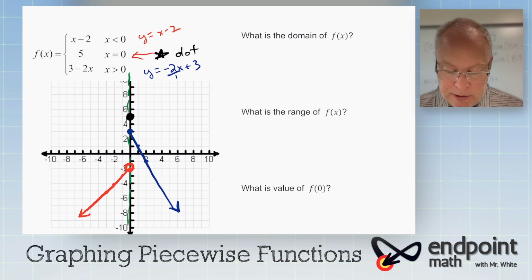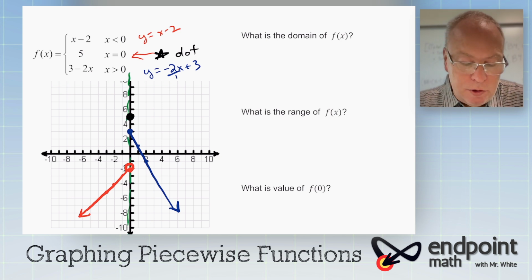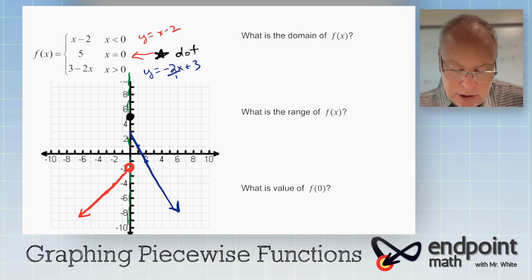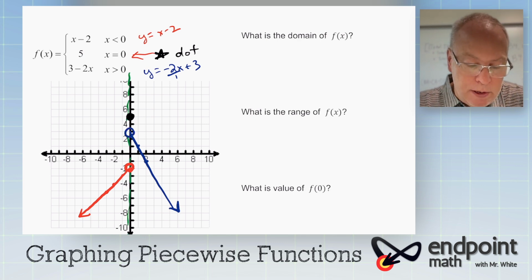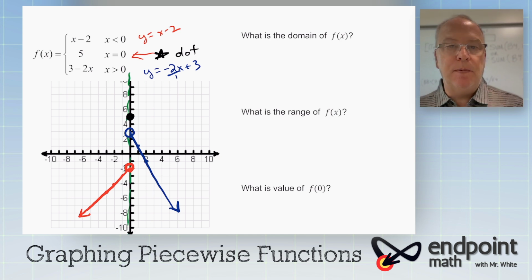Now I do need to fix something. What do I need to fix? I shouldn't have a closed circle. I got a little excited and I drew a circle right there. That is supposed to be a big open circle there. That is supposed to be an open circle. Look how crazy this graph is.